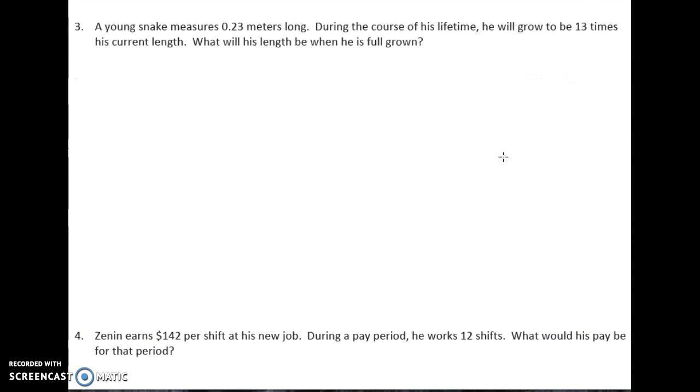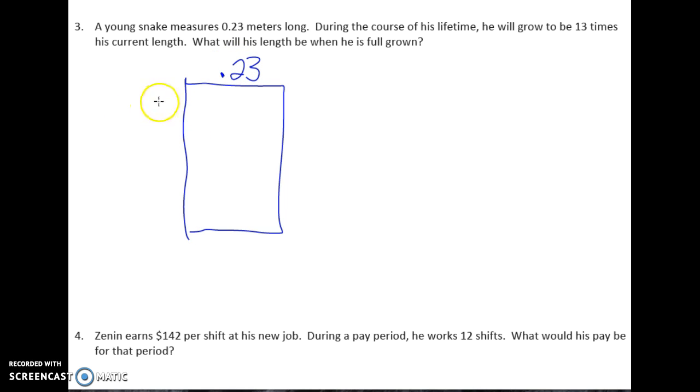A young snake measures 2,300 meters long. During the course of his lifetime, he will grow 13 times his current length. What will his length be when he's full grown? Let's make our area diagram. So he right now is 2,300 meters long. We're saying that he's going to be 13 times that.